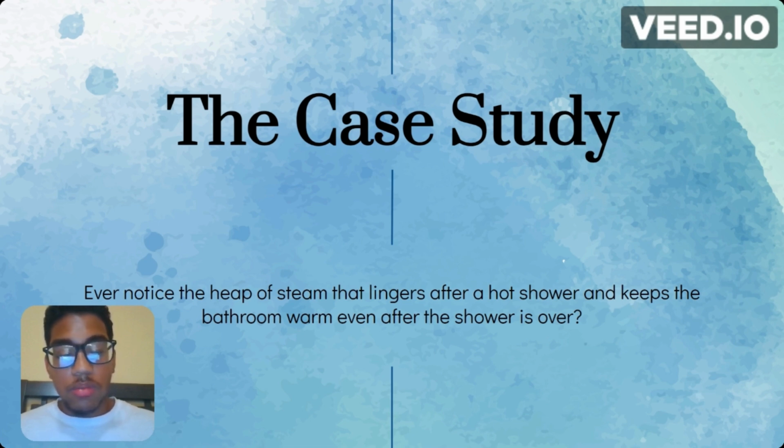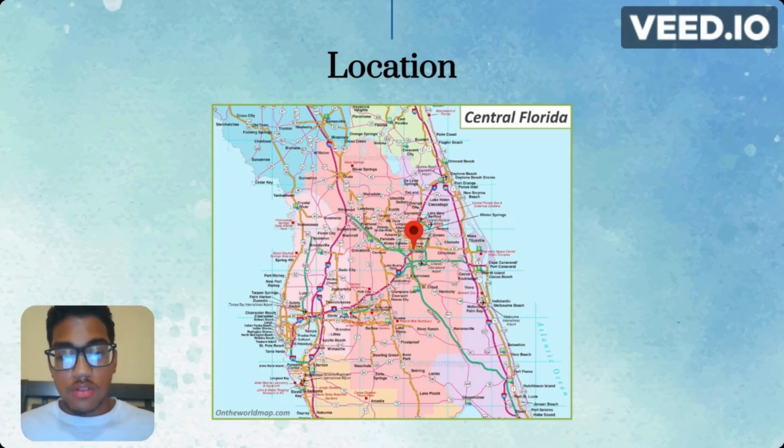So as we explore the urban heat island effect, which is when aerosols trap heat in urban environments, and its effects on temperature, we can't neglect the key role humidity plays. The location we chose for our project was Central Florida because of its urban environment and highly humid environment.